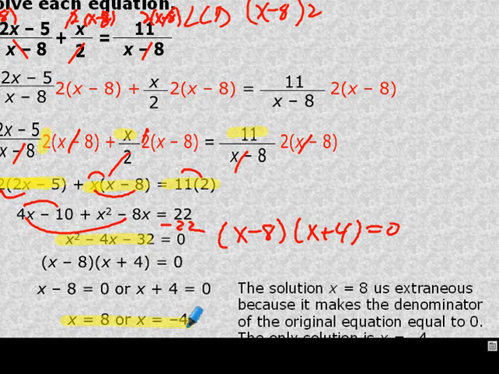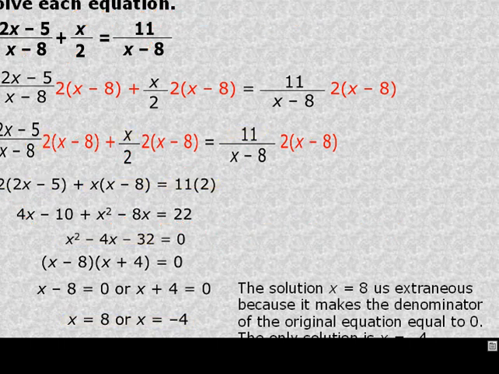And now we're going to check by plugging into the original. If I have x equals 8, you can see when x is equal to 8 that makes those denominators zero. So x equals 8 is not valid. It's extraneous. What about x equals negative 4?